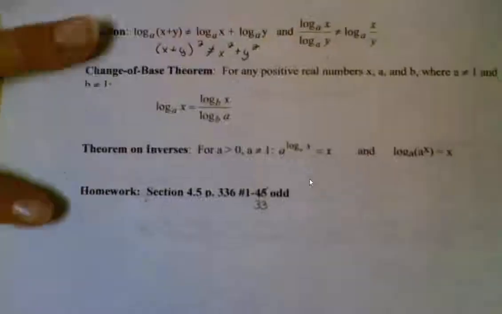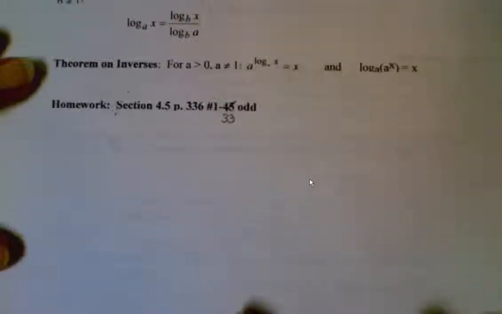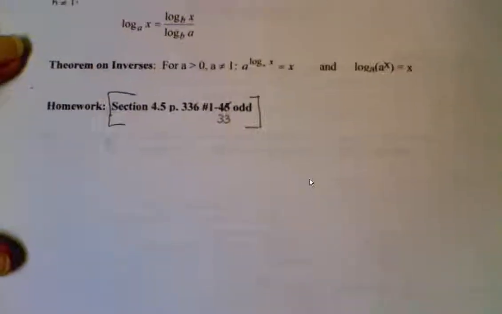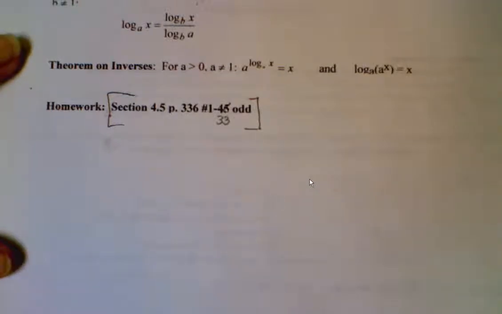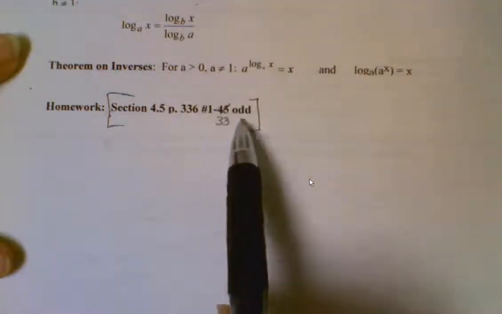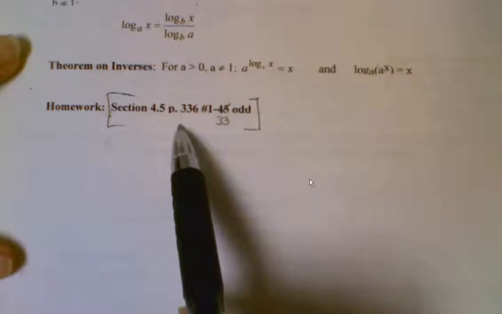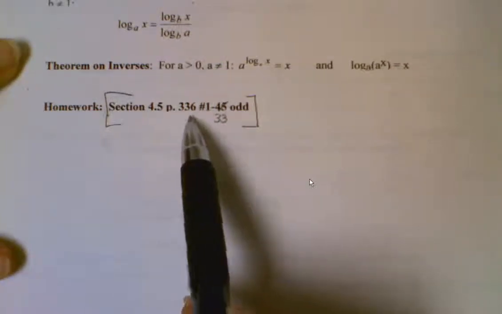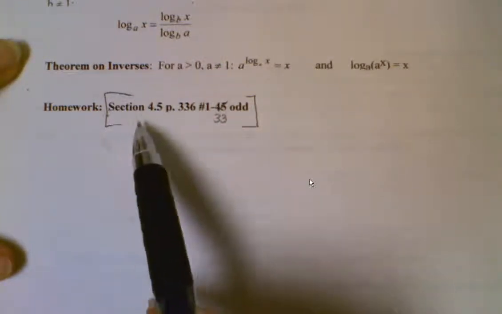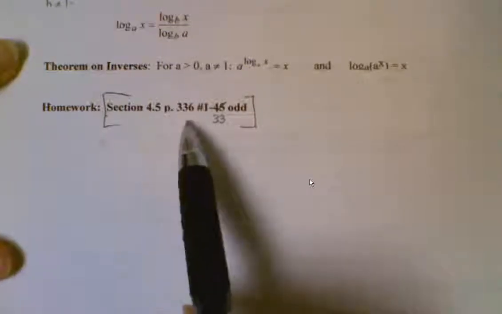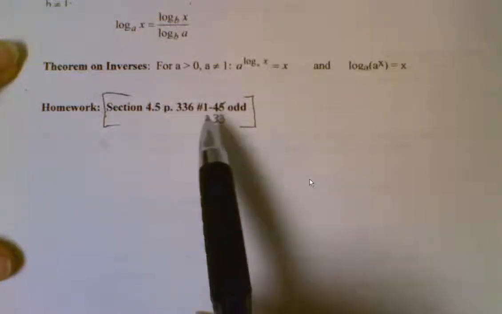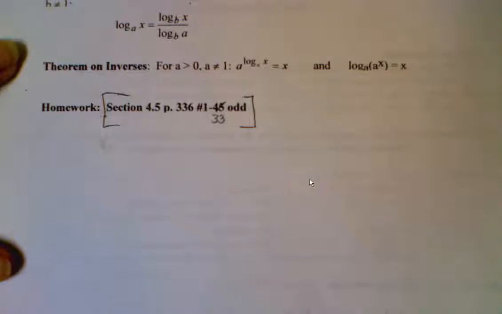I have one bonus news for those of you who watch the video. You can actually stop that homework at number 33. There are some graphing problems after that on page 336, but I don't really care if you do those or not. So the homework for 4.5 is just 1 through 33 odd instead of 1 through 45 odd.